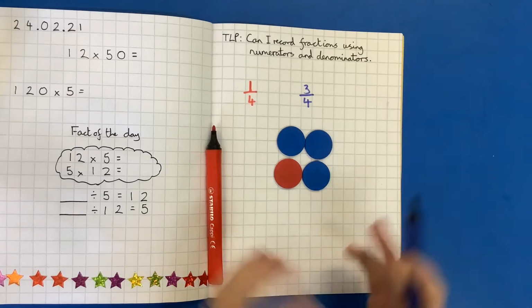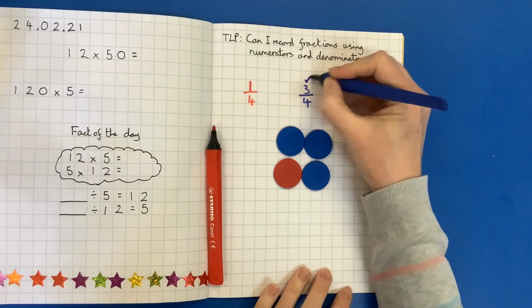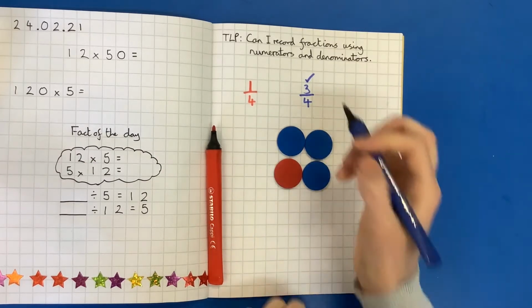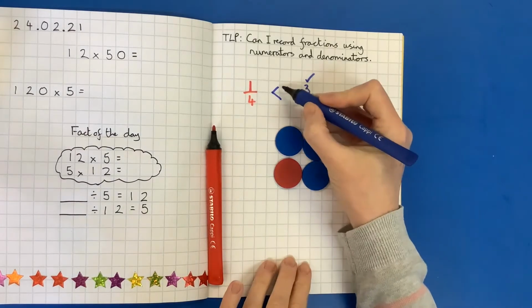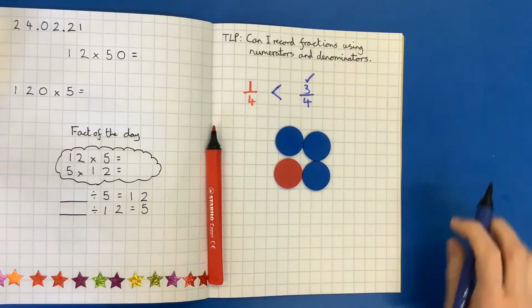Now, who's won? Who's got more? Who's got the bigger fraction of the counters? Well, this time it's blue. So I'm going to put a tick next to blue because they are the winner. If you're being really fancy, you can use your greater than and less than signs. So 1/4 is less than 3/4. Doesn't matter what colour you do that sign in, it's absolutely fine.